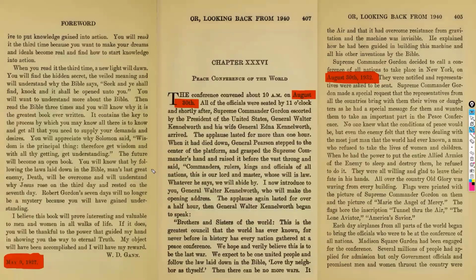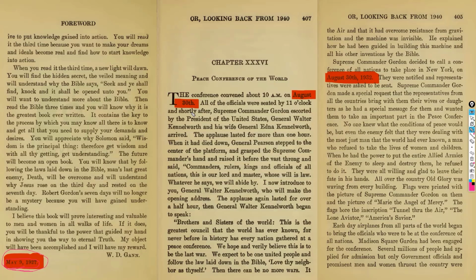Okay, I have three different pages of the book Tunnel to the Year in front of me, and I've marked some dates. What's the first date mentioned in the book Tunnel to the Year? Well, it's in the foreword page, which is 9th May 1927.